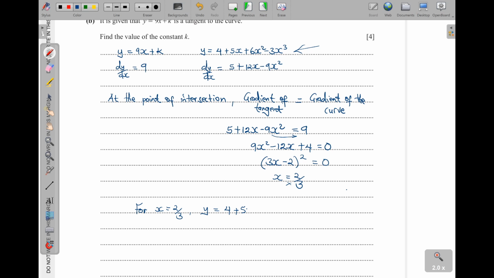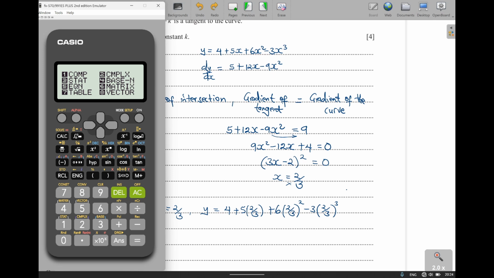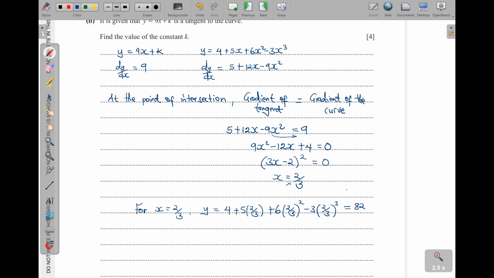4 plus, we have 5x, which is 2 over 3, then plus 6 (2 over 3) squared, minus 3 (2 over 3) cubed. Then we can put this one in the calculator, all of it at once, and we see. So let me go to mode, put it back. So we have 4 plus 5 into (2 over 3), then close the brackets, plus 6 into (2 over 3), close the brackets, then you square, minus 3 into (2 over 3), close the brackets, and then you cube it. So this one gives us 82 over 9. So 82 over 9.